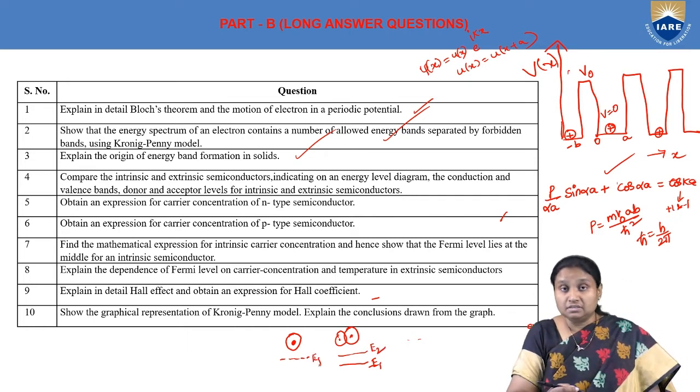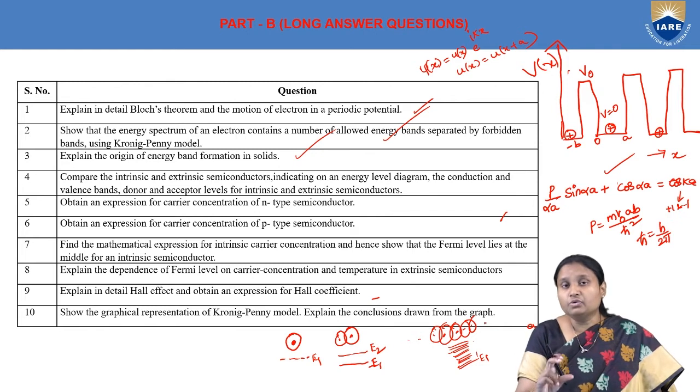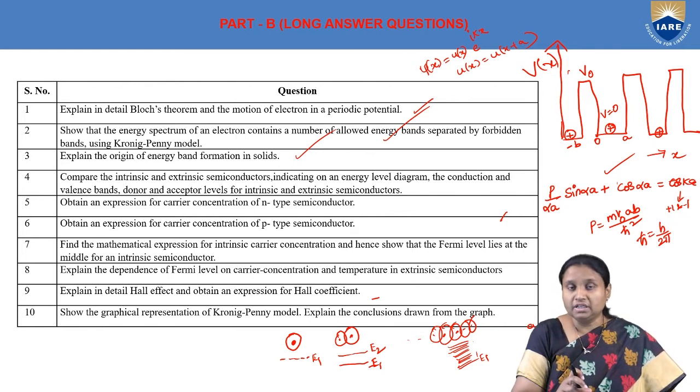Whereas if you consider a solid which consists of many atoms, so when you are considering a group of atoms, you will have many energy levels which are very closely spaced to each other, and such a set of closely spaced energy levels is nothing but an energy band.